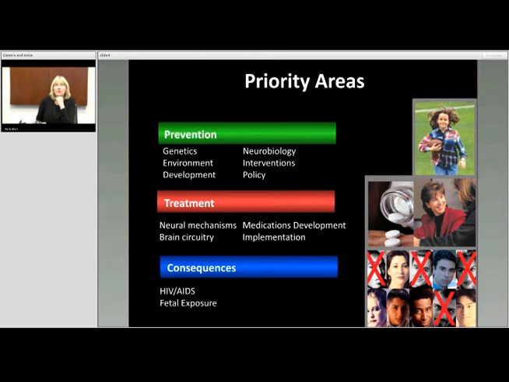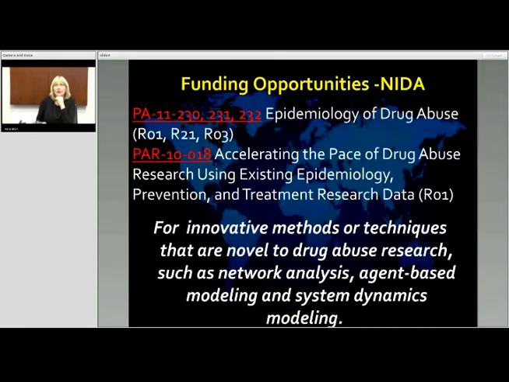Their priority areas are prevention, treatment, and consequences as outlined here. And I think this is what I wanted to get to: the funding opportunities that they have. They have one called Epidemiology of Drug Abuse. Another one is Accelerating the Pace of Drug Abuse Research Using Existing Epidemiology, Prevention, and Treatment Research Data. In both of these cases, I guess the first one is R01, R21, and R03. The second one is an R01.